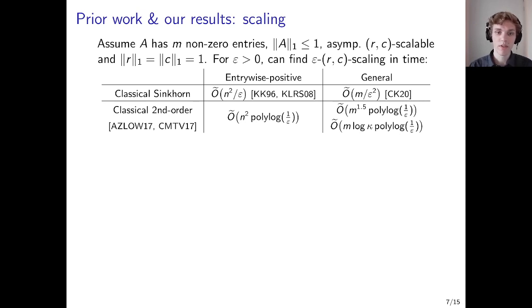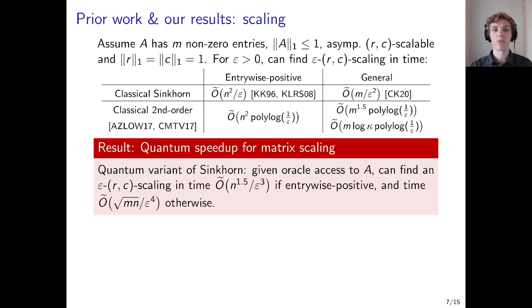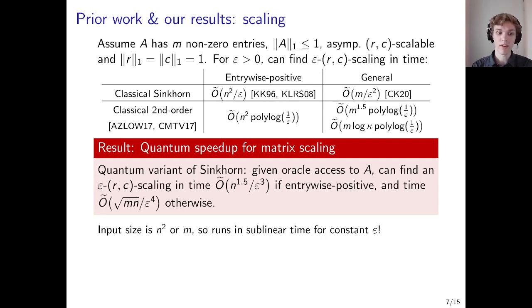Now, what are our results? We prove a quantum speedup for a quantum variant of the Sinkhorn algorithm. Namely, given oracle access to our matrix A, we can find an epsilon scaling in time n to the 1.5 over epsilon to the third if the matrix is entrywise positive, and in time square root of mn divided by epsilon to the fourth otherwise. So the thing to note here is that these complexities for constant epsilon are sublinear in the input size, which is n squared or m, so you cannot hope to do this with a classical algorithm.